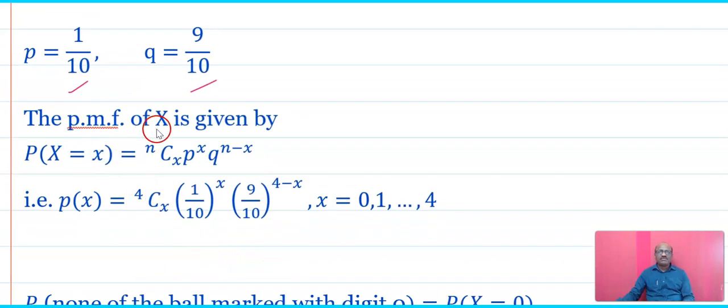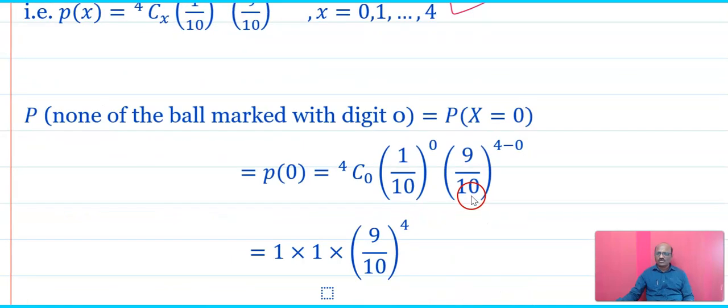The PMF of capital X is given by P of capital X equals small x, nCx, p raised to x, q raised to n minus x. Therefore P of x is equal to 4Cx, 1 by 10 raised to x and 9 by 10 raised to 4 minus x. The values of x are 0, 1, 2, 3, 4.